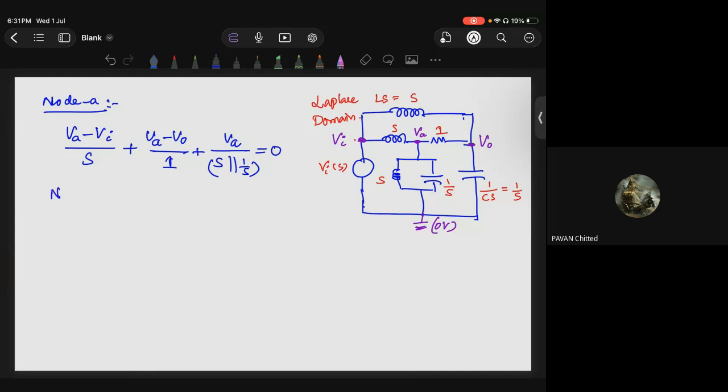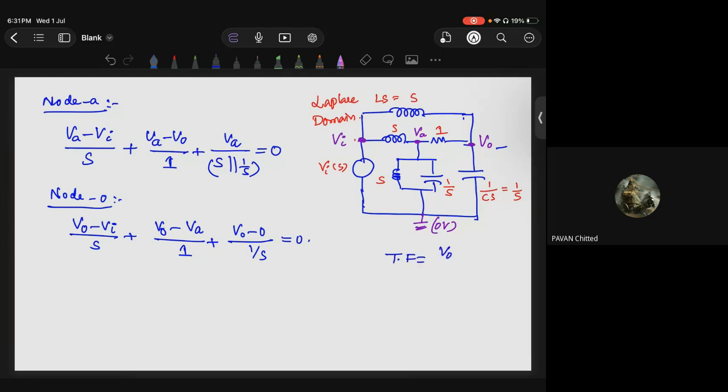Similarly, at node 0, means this one. V naught minus Vi divided by S plus V naught minus VA divided by 1 plus V naught minus 0 divided by 1 by S equal to 0. Am I correct? So in these two equations, finally, what is our aim? We have to find a transfer function which is nothing but V naught by Vi. Of course, they are V naught of S and Vi of S. All these also: VA of S, V naught of S, Vi of S.